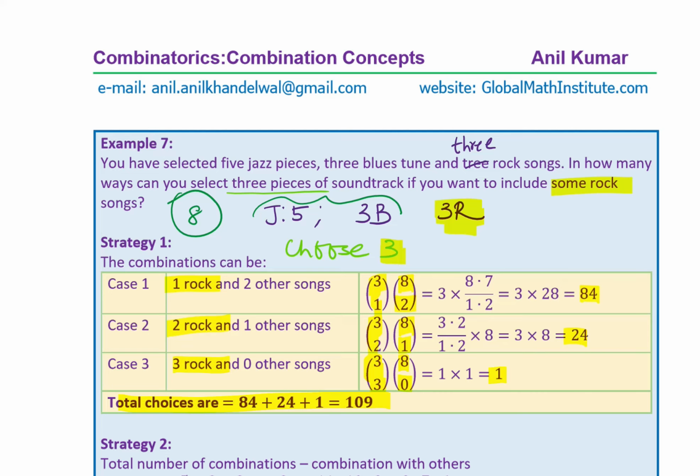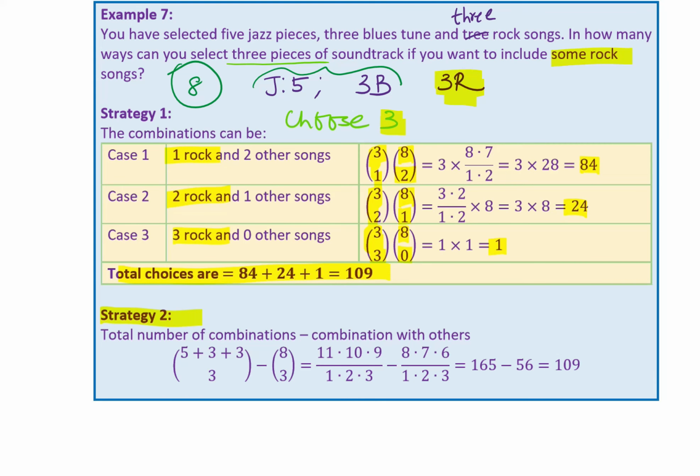And strategy 2 is, as you must have expected, something where you figure out the total number of cases and take away those which do not include any rock. That means the selection of all 3 has been done from the 8 other pieces, right? So that is strategy 2. So you could do it like that also, which is very beneficial as done here.